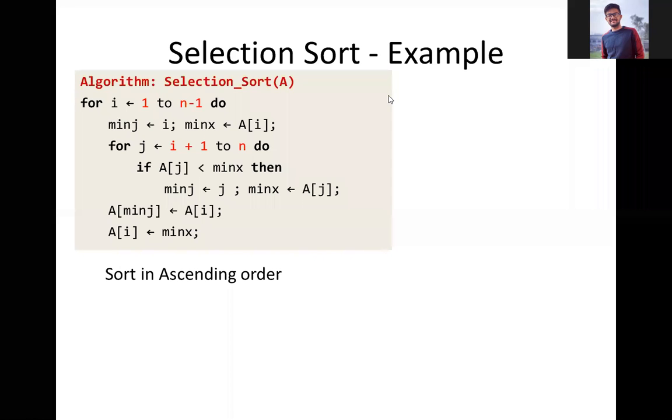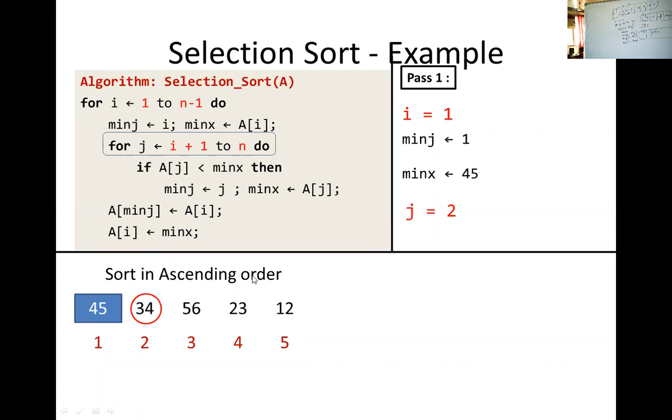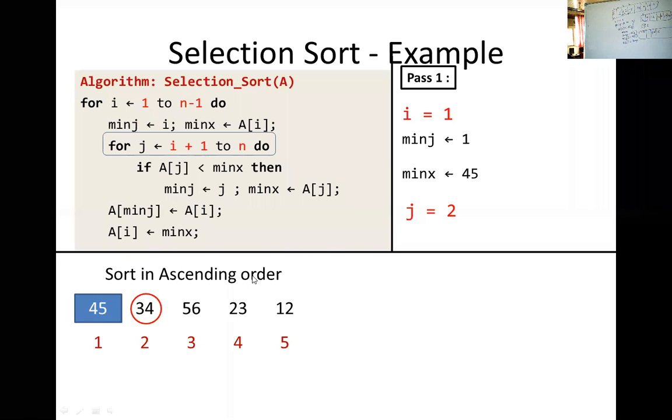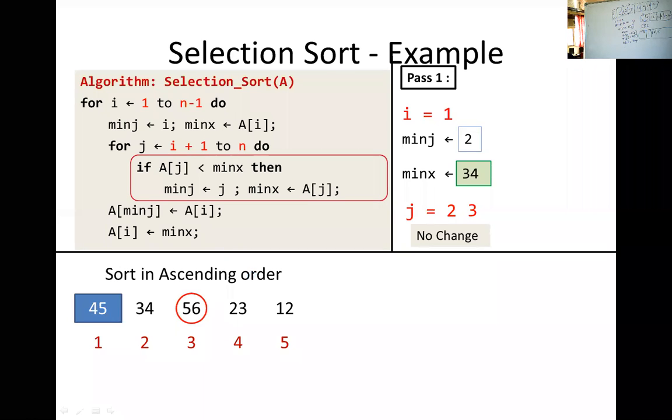How this algorithm is working. In pass 1, the value of I is 1 and min j is going to be 45. J is equal to 2 and we have to find this. Now 34 is less than 56, the condition is true. Now min x is 34. Next 56: 34 is less than 56, so there will be no change.